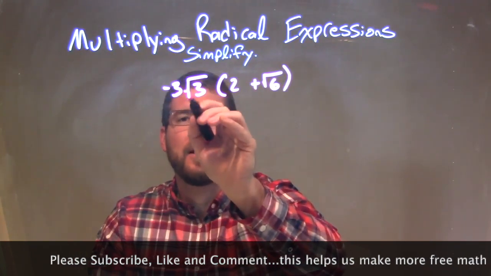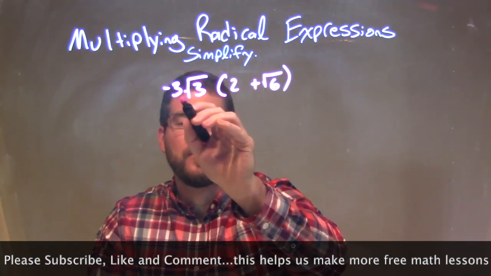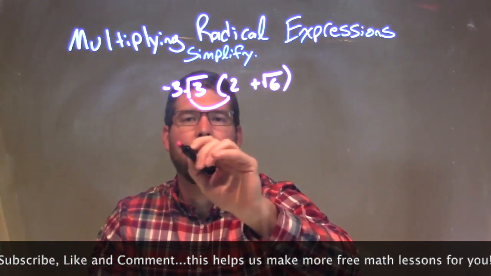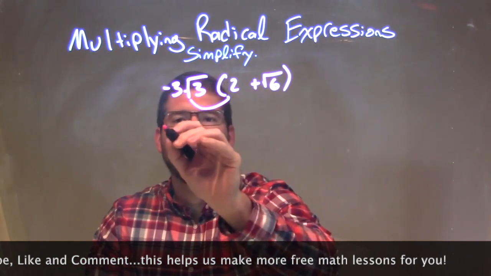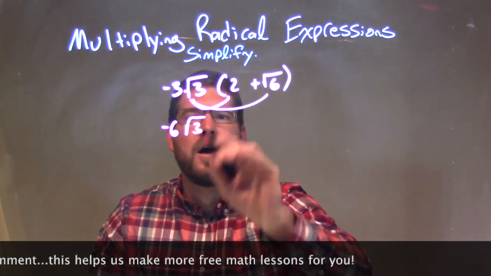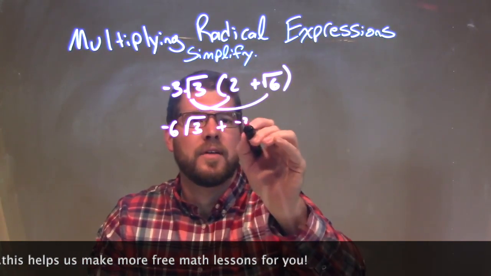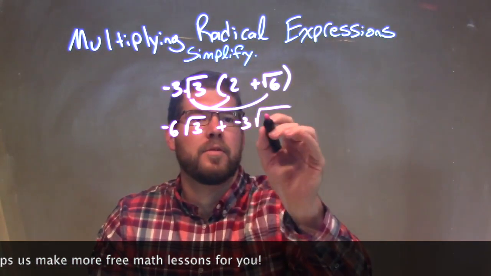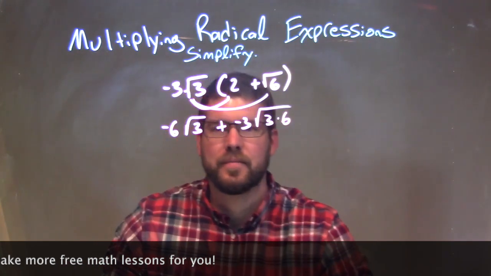So I'm going to distribute now this negative 3 times the square root of 3 to both parts. So negative 3 times 2 is a negative 6, square root of 3 right there, right? Then we do it again, plus the negative 3 stays on the outside, and underneath the square root we just have the 3 times the 6, okay?